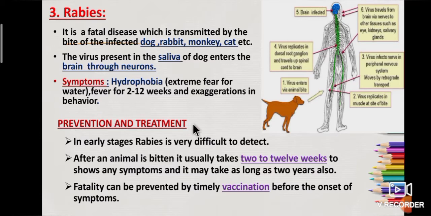Prevention and treatment for rabies: in early stages, rabies is very difficult to detect. After an animal bite, it usually takes 2 to 12 weeks to show any symptoms and it may take as long as 2 years also. Fatality can be prevented by timely vaccination before the onset of symptoms.